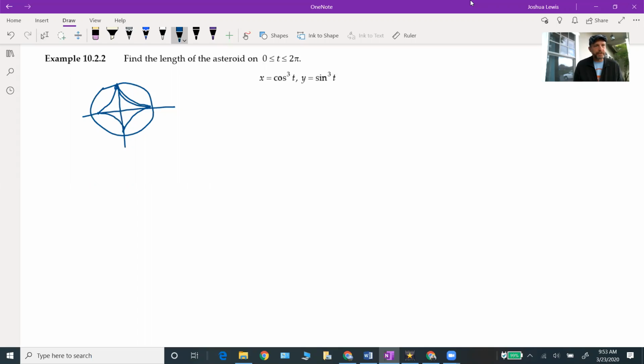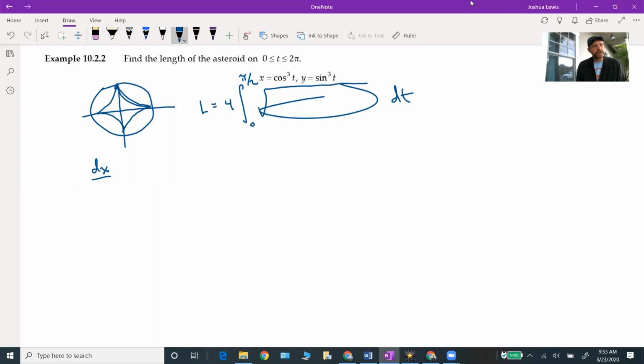And I'm going to say that the length is 4 times the integral from 0 to pi halves, and then the square root of all that business dt. And so let's look at dx dt. You get our hands on all these. So dx dt is going to be 3 cosine squared t, and then the derivative of cosine is negative sine. So I'm going to throw that negative sign out front there. And there's my dx dt.